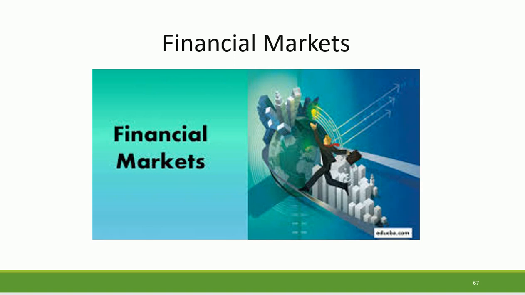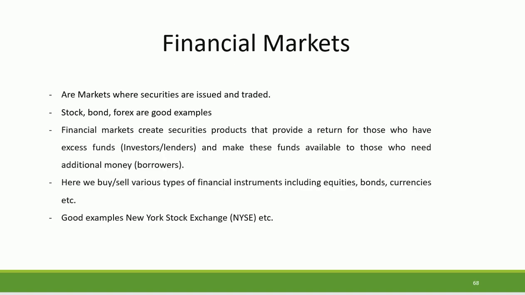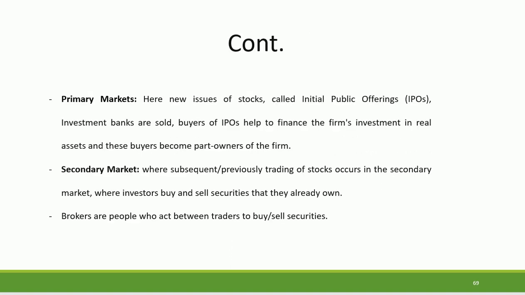As we discussed, in financial markets the securities are issued and traded. Stocks and bonds are good examples of the financial markets. In financial markets, we not only create the securities, but we also trade and sell them. We buy them, we sell them, and good examples are the New York Stock Exchange, Karachi Stock Exchange, and many other stock exchanges available in the world.